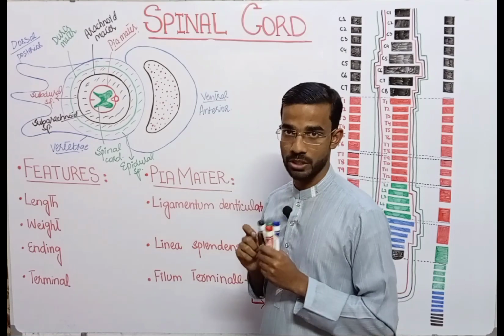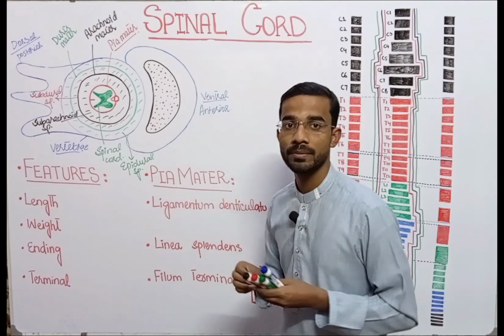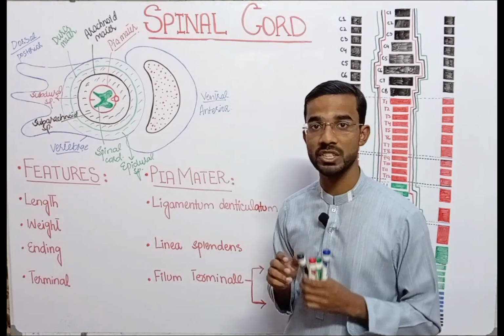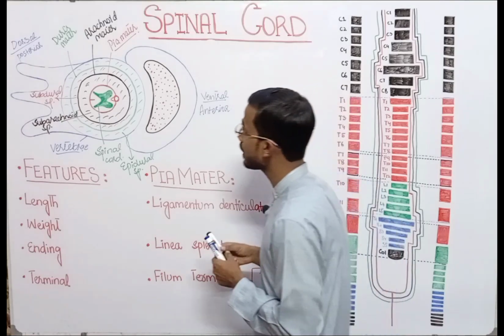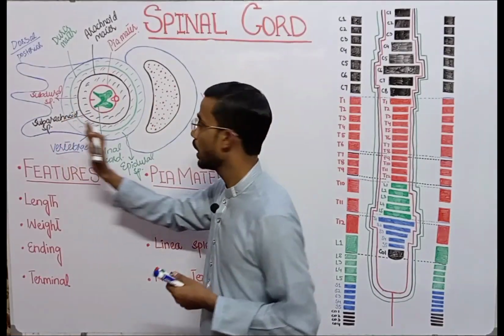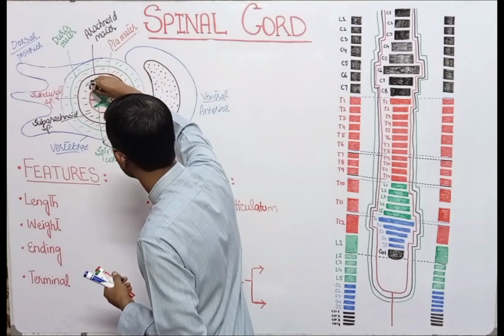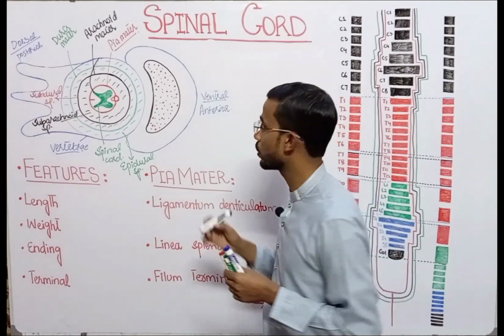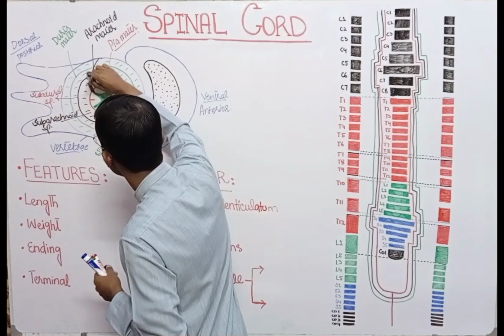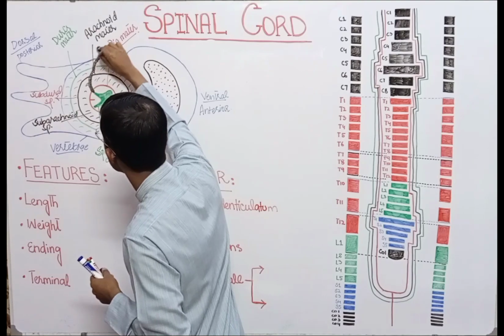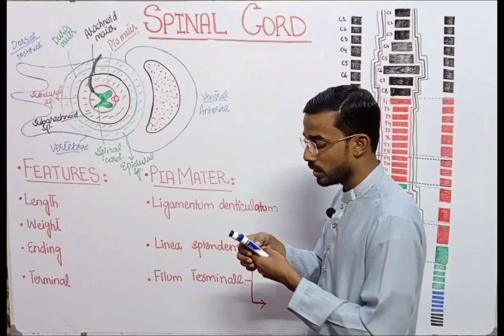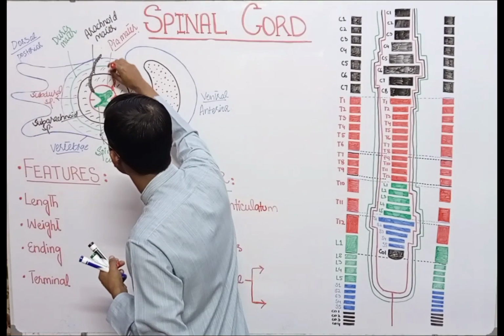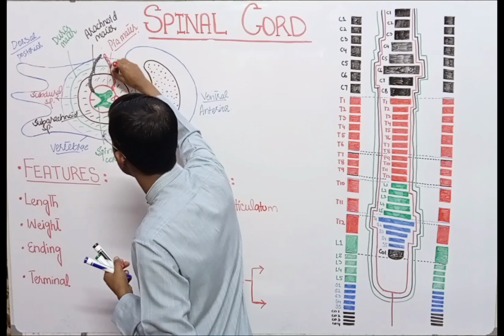So this is the general overview. Now, there are 31 pairs of spinal nerves which arise from the spinal cord. Here you can see at the dorsal side the dorsal root, and at the ventral, or anterior, side the ventral root. So here are basically the two roots.